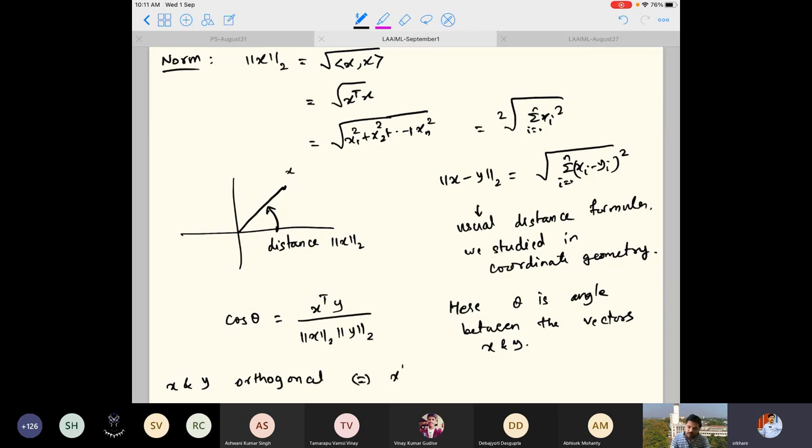Okay, and x and y are orthogonal, that means they are perpendicular, if and only if x transpose y is equal to 0. So if x transpose y is equal to 0, then you have cos theta equal to 0, so theta is equal to pi by 2. So this is the concept of angle between the two vectors.